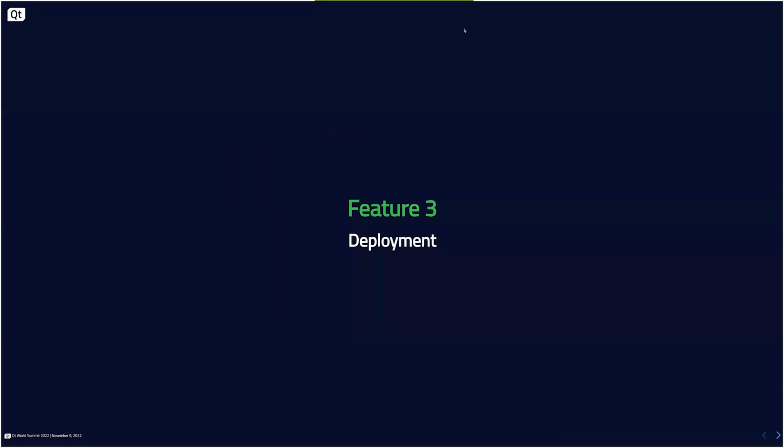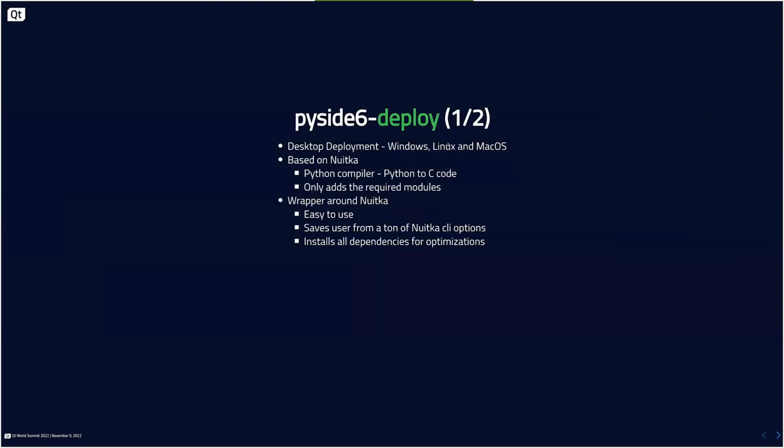Feature number 3, deployment. So how do you take a PySide application and create an executable out of it that you can actually distribute to the users of a certain platform? For this, we have created a new tool called PySide deploy. So this tool can be used for desktop deployment for Windows, Linux, and macOS platforms at the moment.